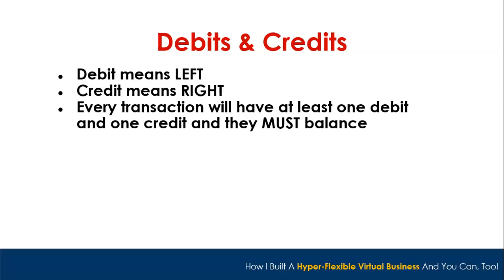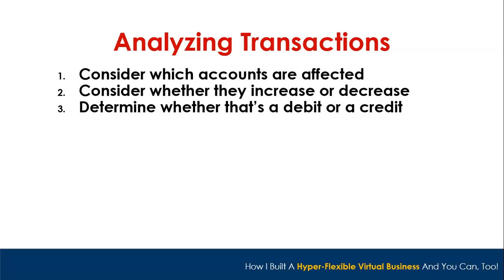So that's a big overview, and we're going to drill into even more detail and go through why we care about left and right. But for now, just remember, debit means left and credit means right, and those debits have to equal the credits. And that's the basis of everything that we're going to do when we record transactions in the books.